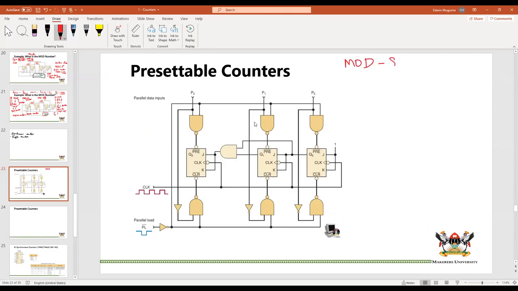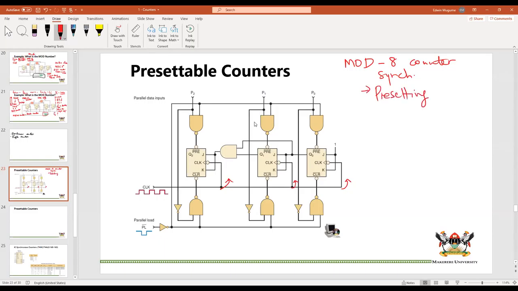technically a mod 8 counter, synchronous. I think you can see that the clock signal is the same. It comes from the same source, clocking all these flip-flops at the same time. So this makes this a synchronous counter. We already know how to do a synchronous counter with the AND gates. Now, the circuit that has been added around this is one that allows presetting.